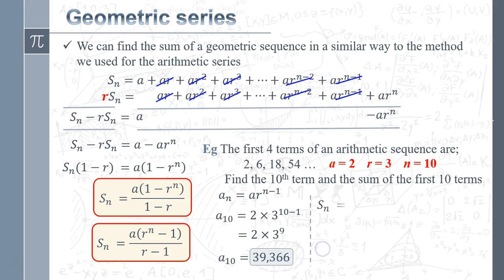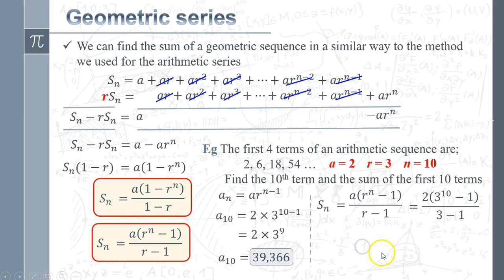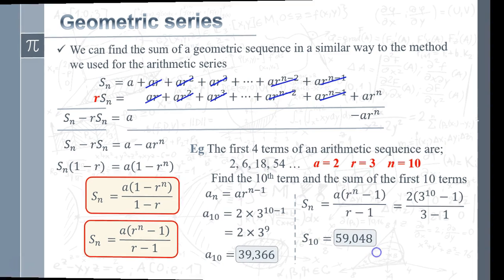And for the sum of the first 10 terms, again, we just put things into the formula, and this time I'm using this bottom one here because that keeps everything positive. And so we get that. Plug it into the calculator, and the sum of the first 10 terms is 59,048. Okay, there again is our simple plugging numbers into a formula.